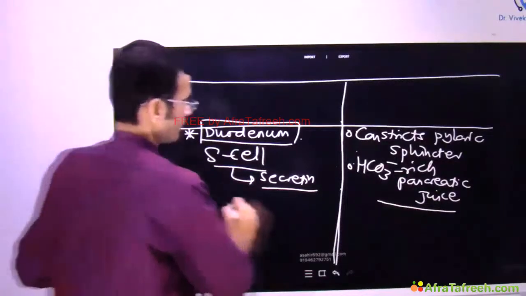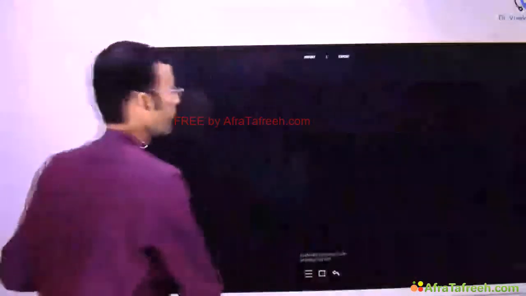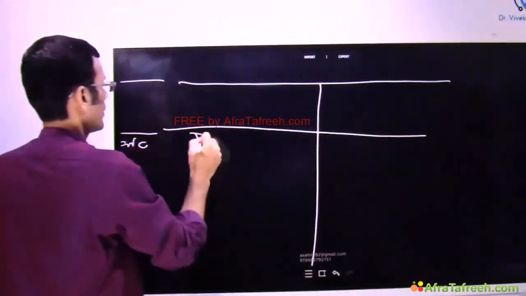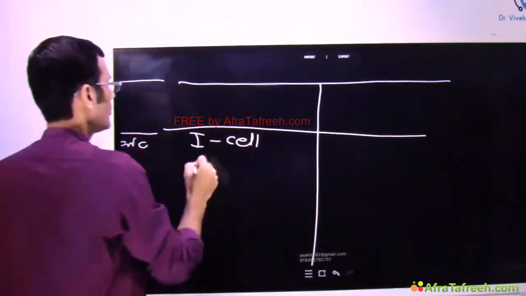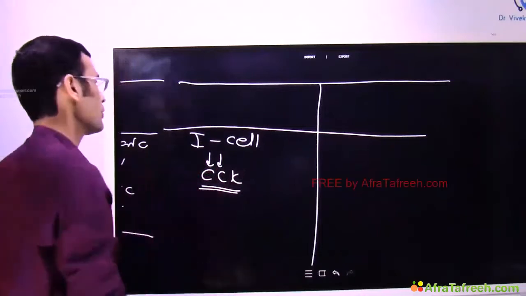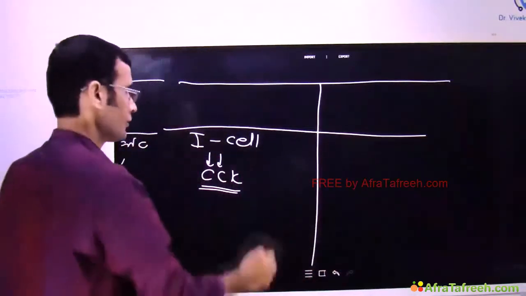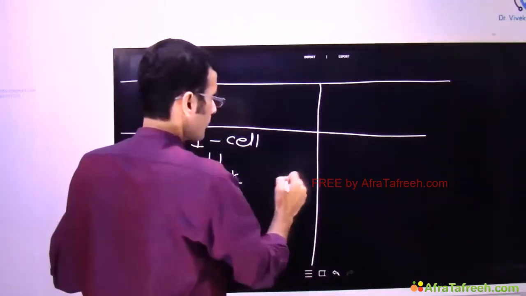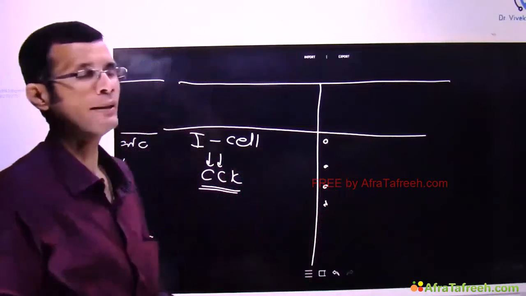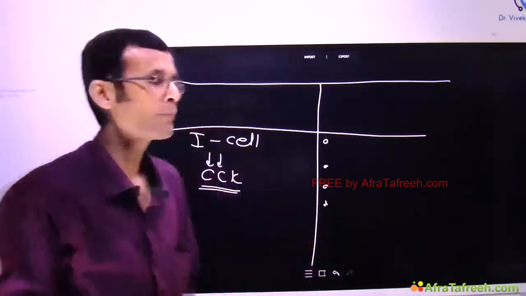Then next, I cell in the duodenum. I cell in the duodenum secretes CCK, cholecystokinin. Now this cholecystokinin has multiple actions. Let us see. Cholecystokinin is secreted in response to fat breakdown products reaching the duodenum, and then it has these actions.